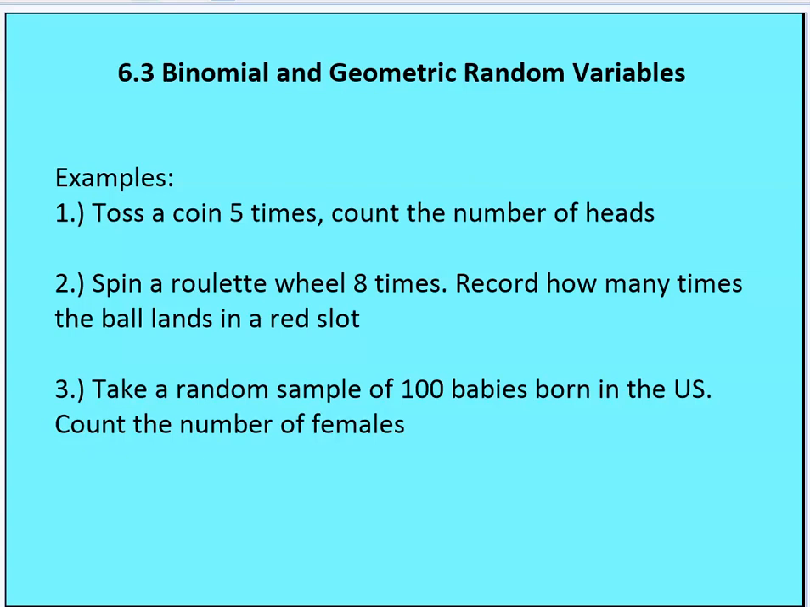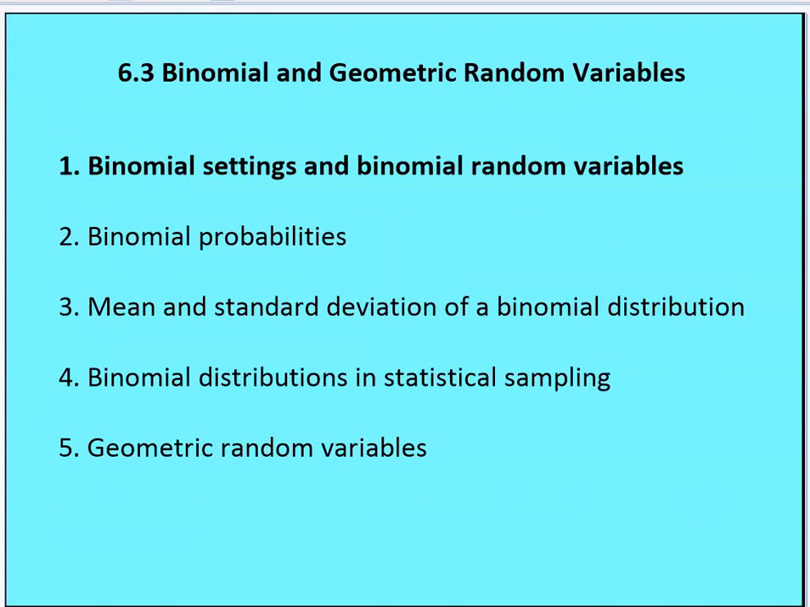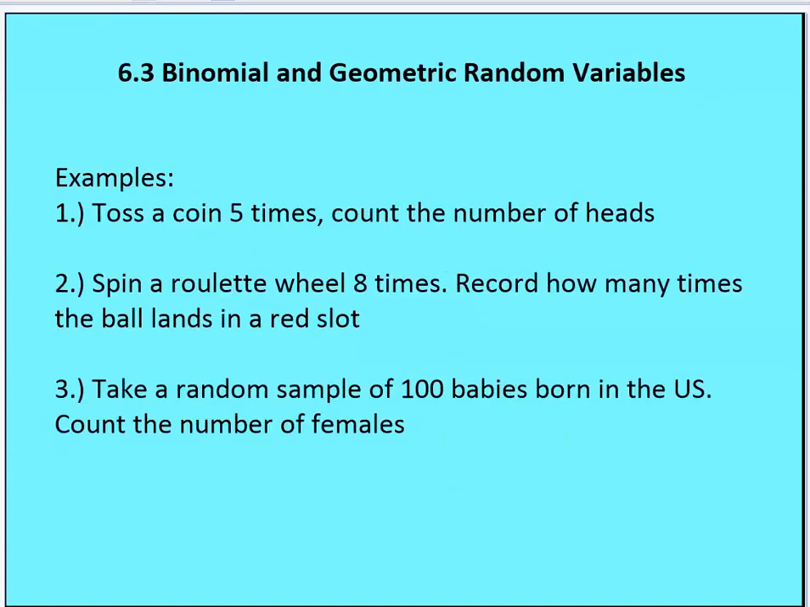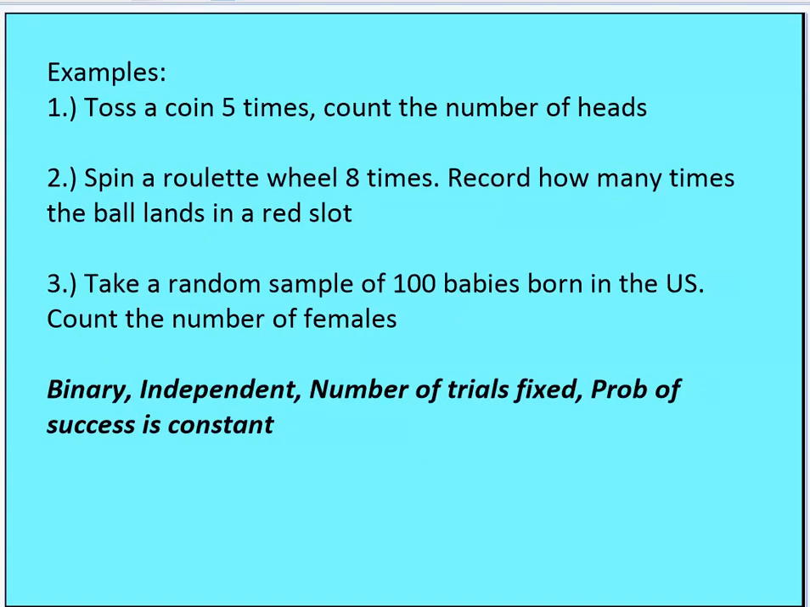Take a random sample of 100 babies born in the U.S. Count the number of females. Females born, I believe, is slightly higher than 0.5. So these all qualify. Either you get a male or a female. These all qualify as binomial random variables, or a binomial setting. So binary, independent, number of trials fixed, probability of success is constant.